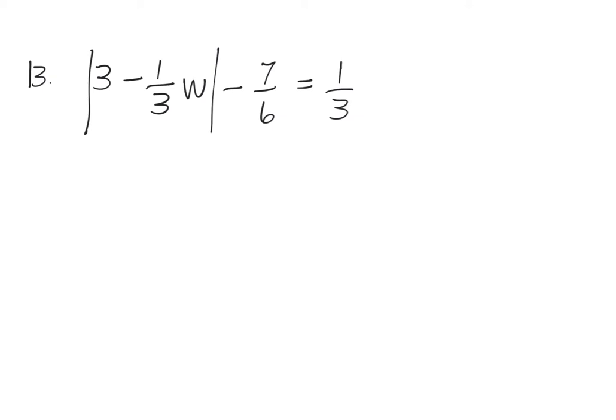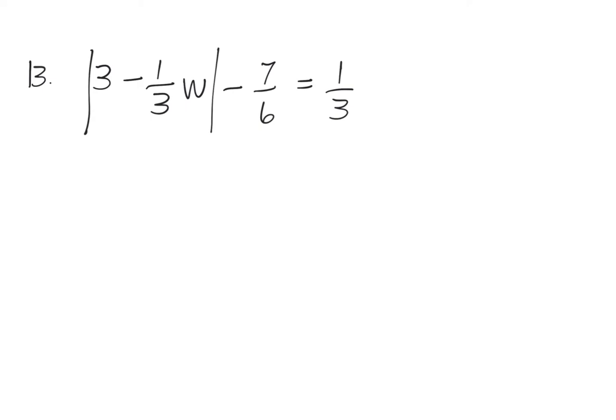So now we're looking at problem 13, and this is an absolute value problem. Once the absolute value is by itself, you can take the bars away and set it equal to whatever the original was set equal to, and then the opposite number of that. Well, you may be thinking, can I set the 3 minus 1/3 w minus 7/6 equal to 1/3 and negative 1/3? Well, that's sort of the right thinking.